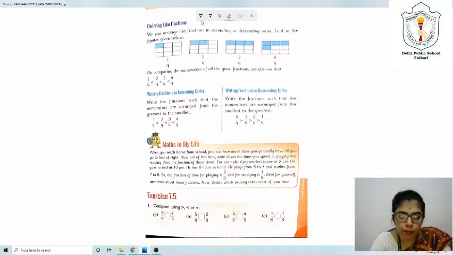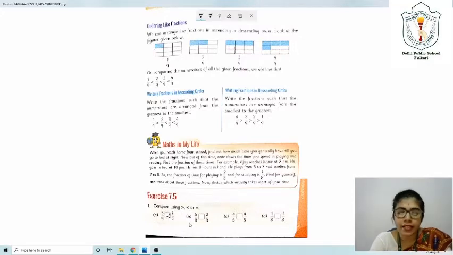So here I come to number 1a, where we will compare. You see the denominators are the same, so we will basically compare the numerators and see which is more and which is smaller. So let's quickly do 5 by 9 and 7 by 9. So 5 by 9 is smaller than 7 by 9. So here I write a smaller than sign.